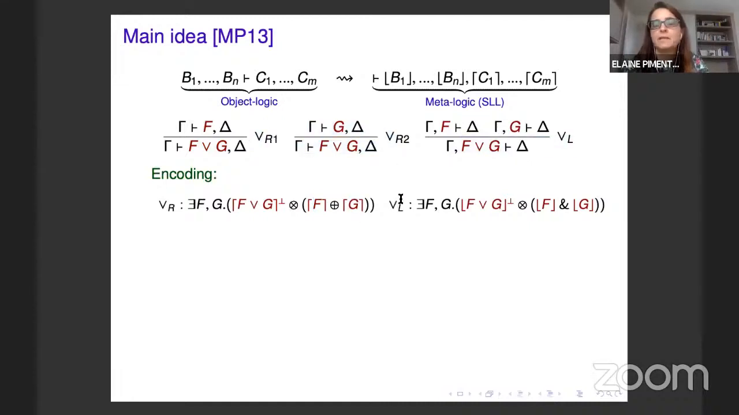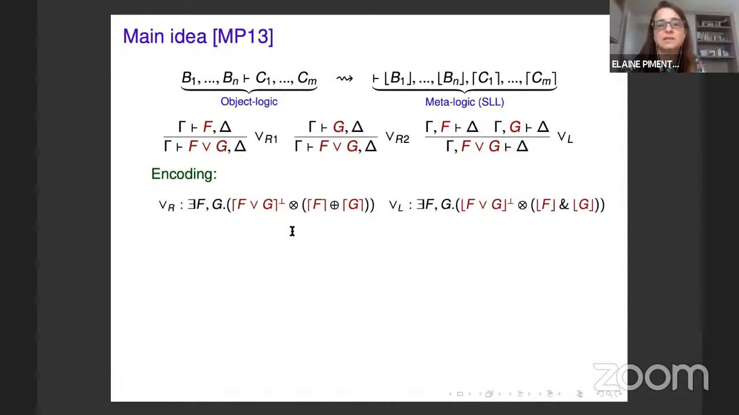Okay, the disjunction left is easy as well. You're going to consume F or G, so you're moving bottom up again to produce F and to produce G on the left, each one in one premise. So here you have two premises, here you have one premise, but you have two rules, so you have to choose which one you're going to use.